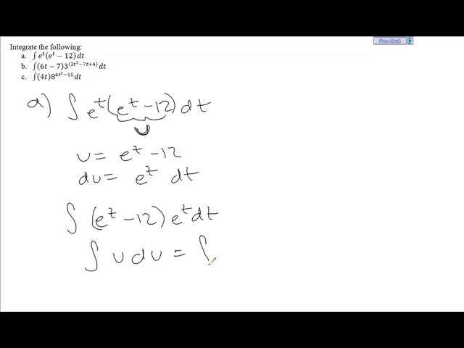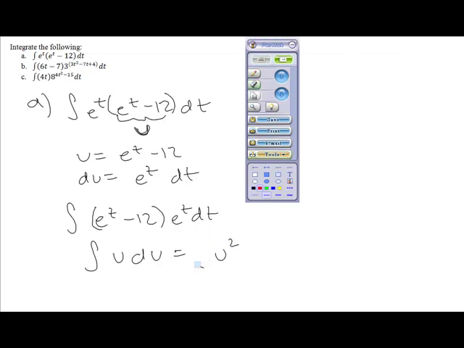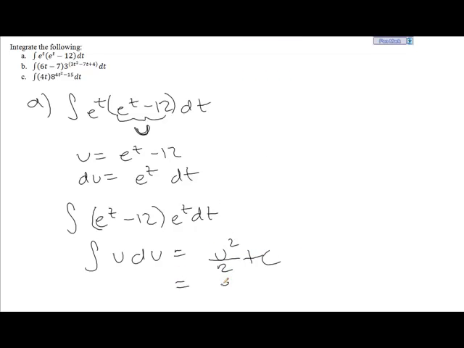And so that equates to u squared, don't need the integral sign anymore. That equates to u squared over 2 plus c, which is equal to e to the t minus 12 squared over 2 plus c. So that's it for that one.